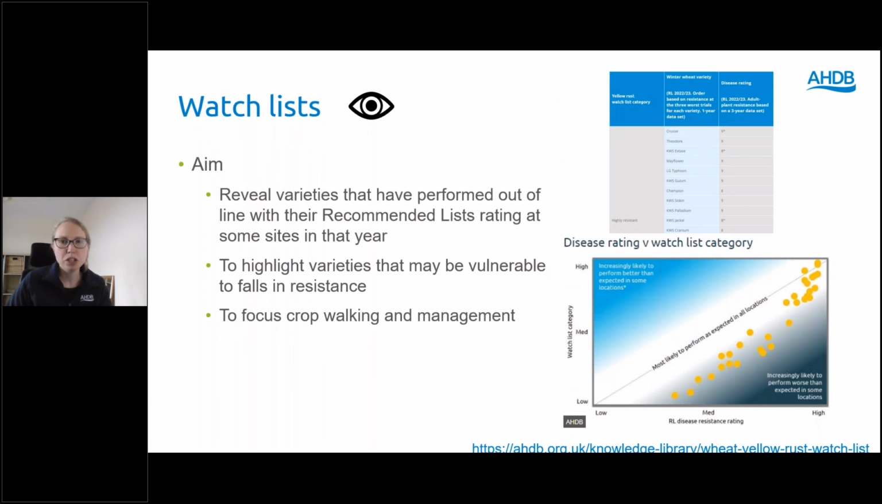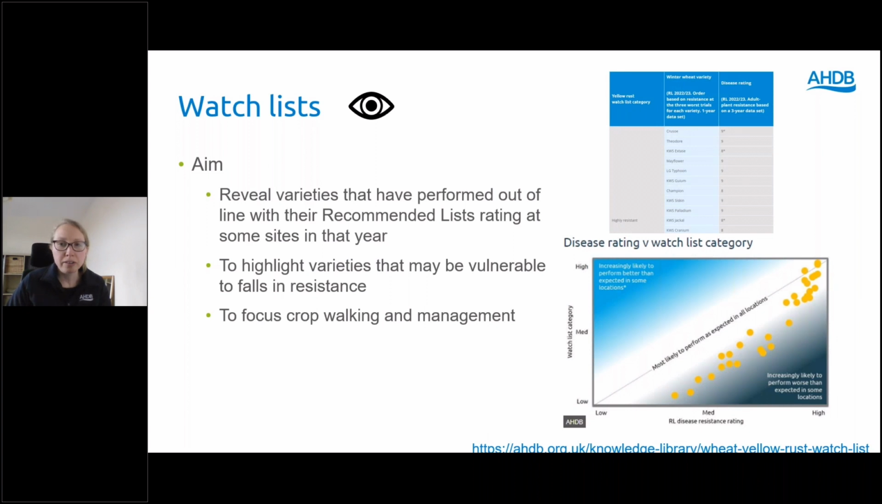So moving on to the watch lists. The yellow rust watch list was first introduced in 2021 using the data that we collected in harvest 2020. And this year, for the first time, we've introduced a brown rust watch list. What the watch lists aim to do is to reveal varieties that have performed out of line with their recommended list ratings at some sites in that year. So that means it can highlight varieties that might be vulnerable to falls in resistance, and the aim is to focus crop walking and management.